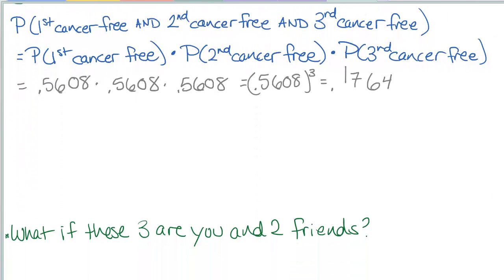Just as a little note, what if these 3 people are you and your 2 friends? This gets at the important piece that these are 3 random people. If you're looking at you and your 2 friends, you're probably going to share some characteristics in terms of lifestyle, in terms of age, in terms of maybe things that you eat, things like that, that could affect your cancer rates.